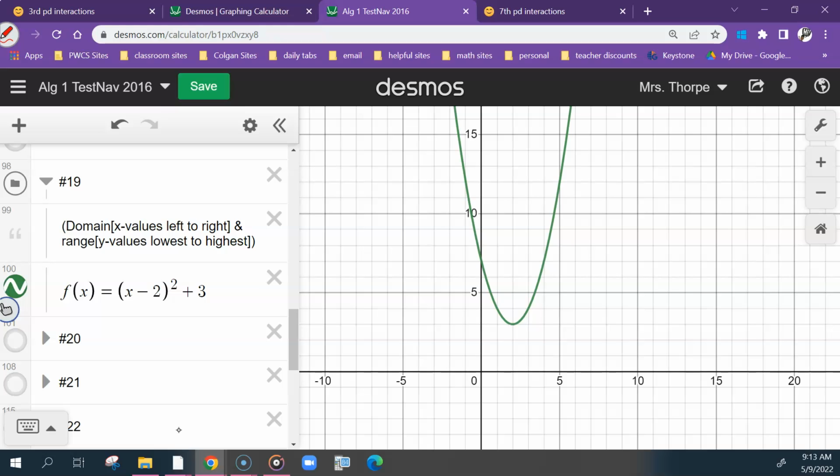If we put in that function and we're looking for the range, we know it's going to be greater than or equal to 3. You have to find the lowest point. So if you tap at the vertex, it will tell you what that y value is. So it's everything greater than or equal to 3. So B will be our answer there.